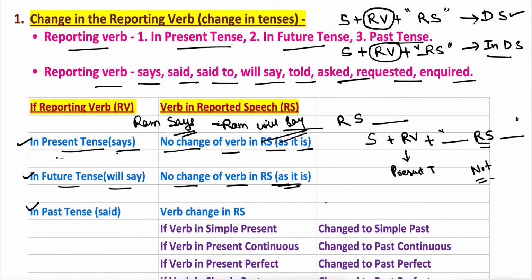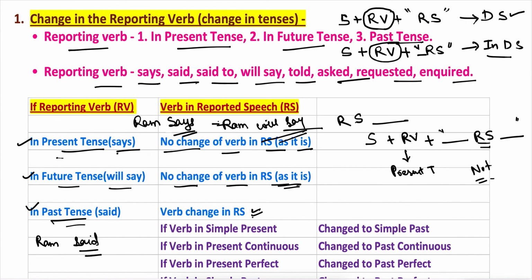And if the reporting verb is in past tense, for example, said is written, Ram said. So said is in past tense, then the verb of the reported speech will definitely change. So these are the three conditions which are very important when we are converting a direct statement into indirect form.